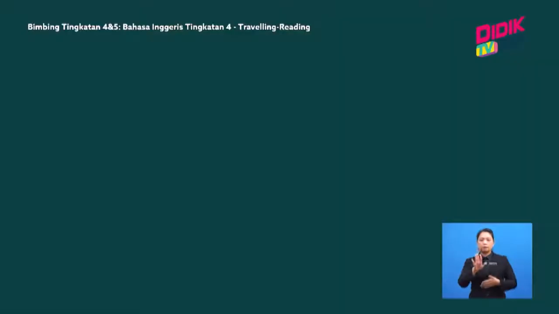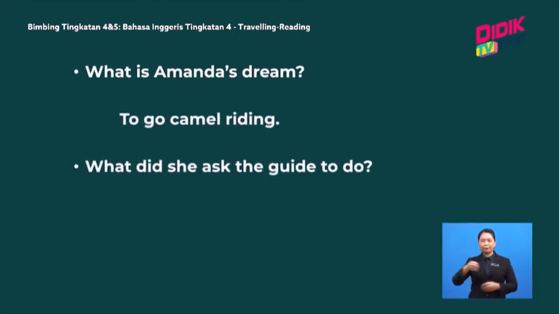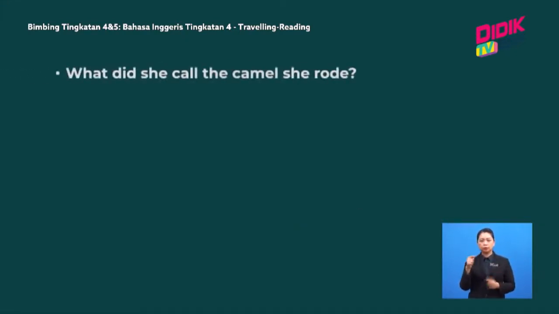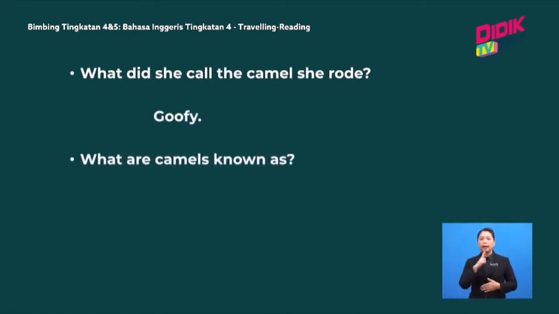Alright, let's check your understanding. What is Amanda's dream? To go camel riding. What did she ask the guide to do? She asked him if they could stop. What did she call the camel she rode? Goofy. What are camels known as? Sheep of the desert.